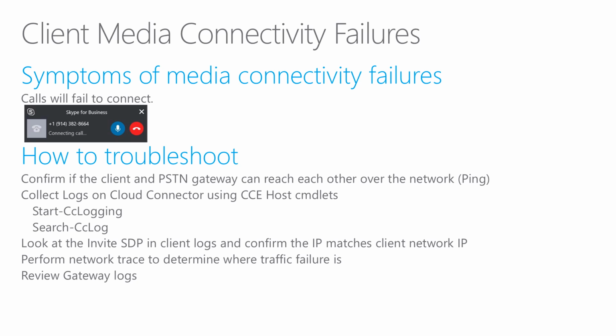Well, how can we troubleshoot this? Well, first, confirm if the client and the PSTN gateway can actually reach each other over the network. Most likely they can't. If they can, you'll need to take a deeper dive. You could try one of several things. 1. Collect logs on the Cloud Connector using the CCE host commandlets. You would do this from Cloud Connector host administrative PowerShell and run Start-CcLogging to start the CLS logging scenario of inbound and outbound calling, which runs for 4 hours.